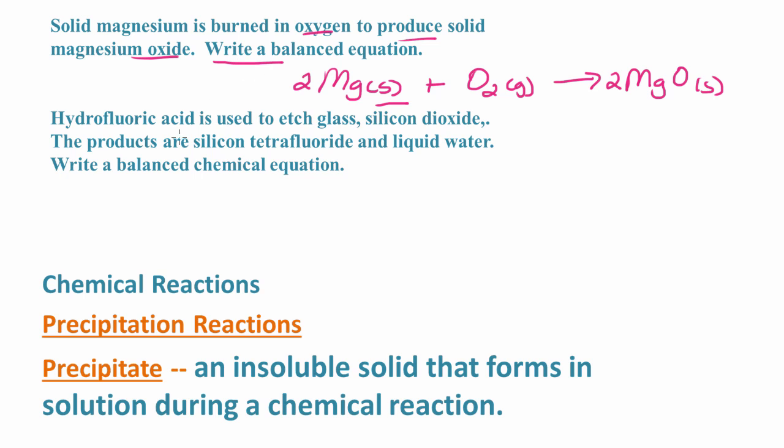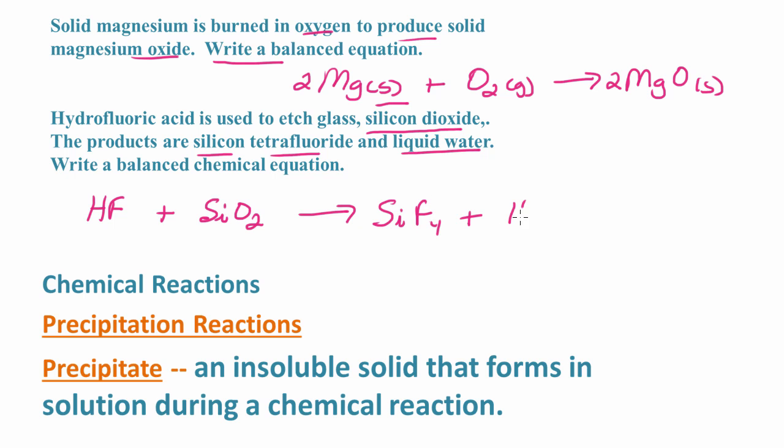Let's take a look at this one. Hydrofluoric acid is used to etch glass, which is silicon dioxide. The products are silicon tetrafluoride and water. Write a balanced chemical equation. Hydrofluoric acid is written like so, and silicon dioxide like so. And the products are silicon tetrafluoride plus water. So let's see now if this is balanced. Let's first take a look at the fluorine here. There's 4 on this side. I'm going to put a 4 in front of this.